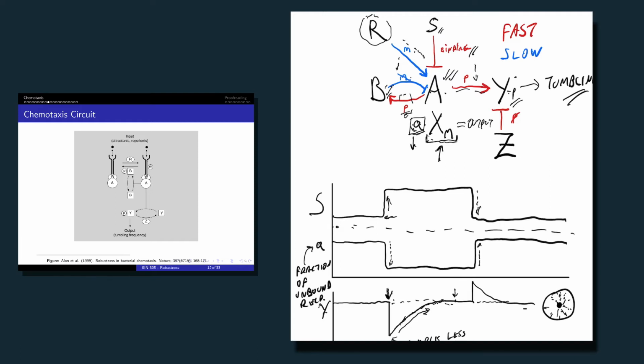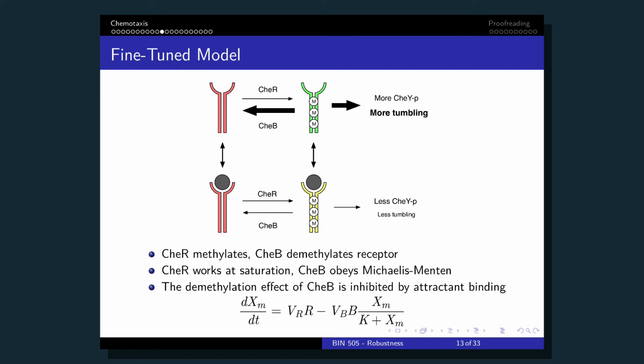So it's a slow system with fast controls, and you have this negative feedback here, which allows you to, in essence, have homeostasis. The first model we're going to look at is the fine-tuned model, as it's called. It's a model that's based on this understanding of how methylation works to sensitize and desensitize receptors, therefore the activity of CheA, which leads to more or less tumbling for the same amount of attractant, and we'll build the differential equation system with respect to this.